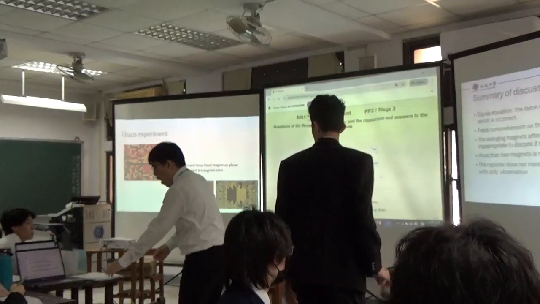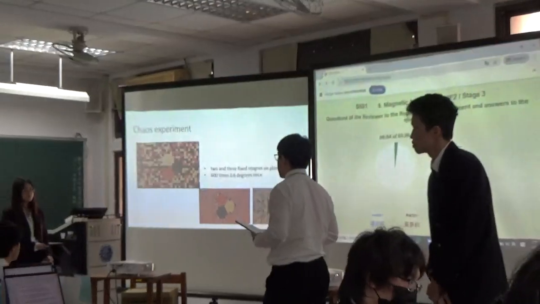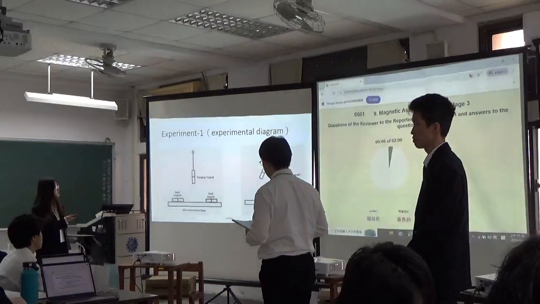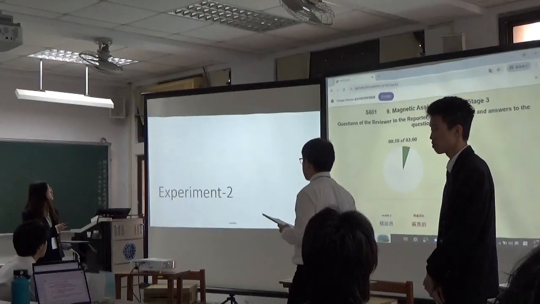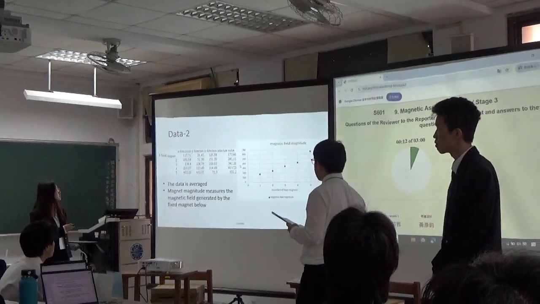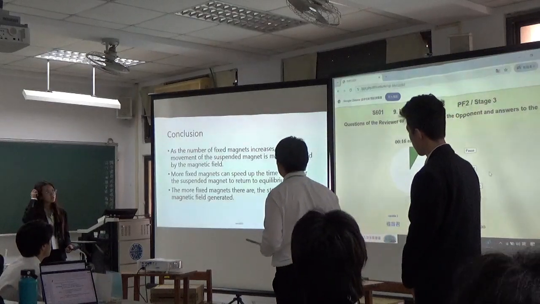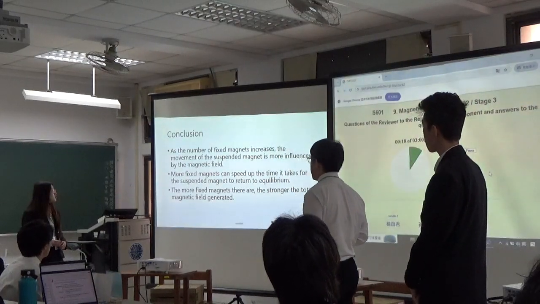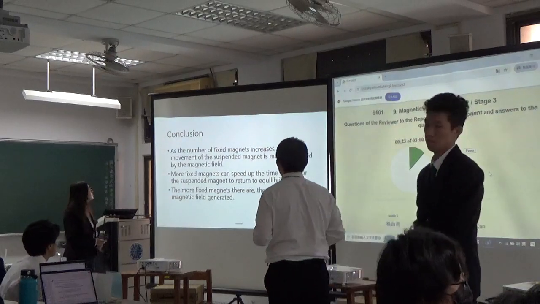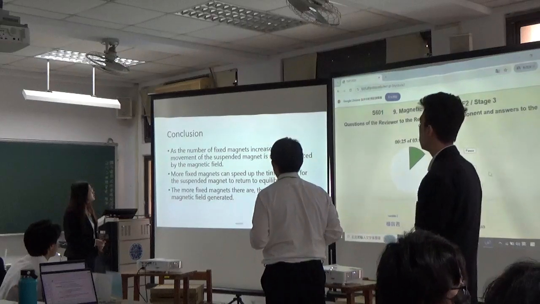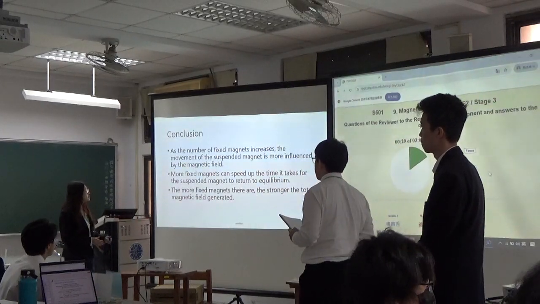All right, reviewer, to address the question. I have a question from the reporter. Can you go to your conclusion slide? Could you clarify what you mean by the number of fixed magnets? As in, on the base or on the pendulum? The first sentence. Whenever you mentioned more fixed magnets, do you mean on the base or the pendulum? Means the ones on the base.